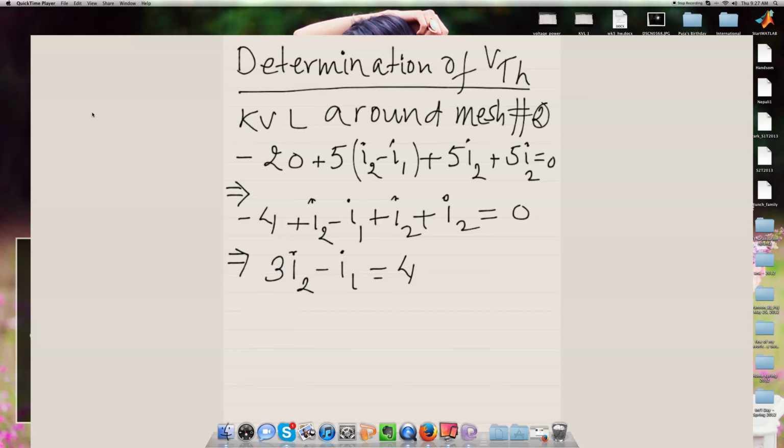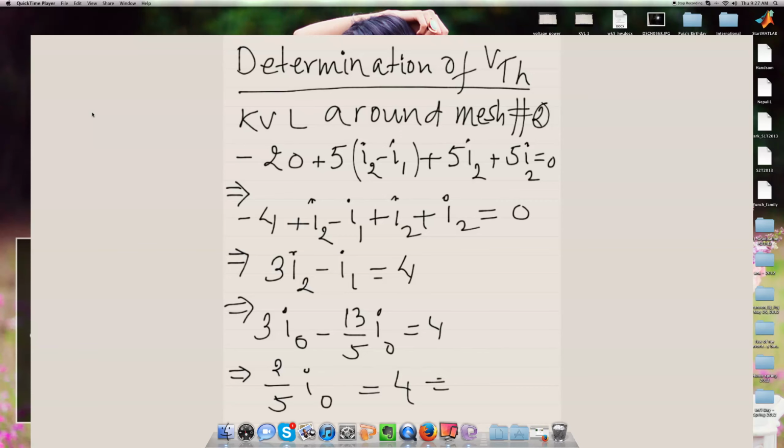Now, recalling the fact that I2 is the same as I naught and I1 is 13 over 5 I naught, we can rewrite this expression as 3 times I naught minus 13 over 5 I naught equals 4. So by simplification, 5 times 3, 15 minus 13. So that's 2 over 5 I naught equals 4. Meaning I naught is 10 amp.